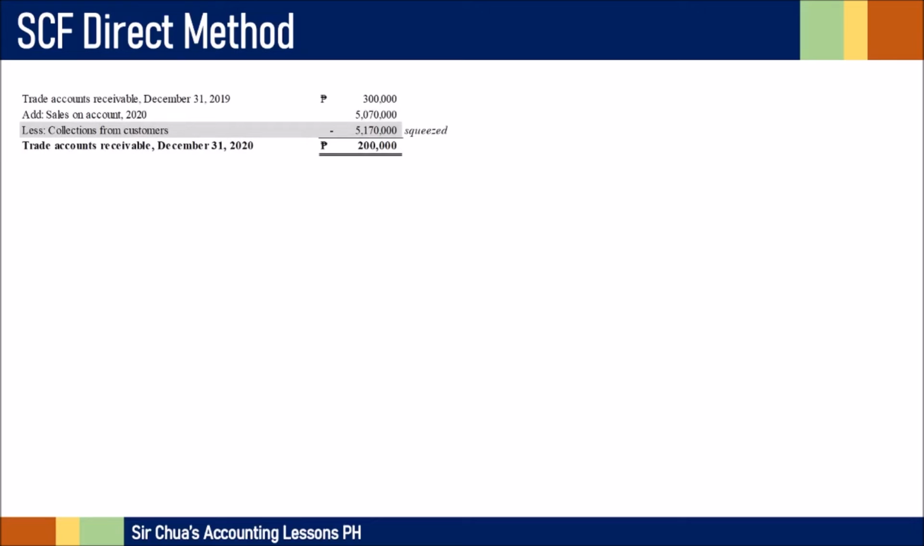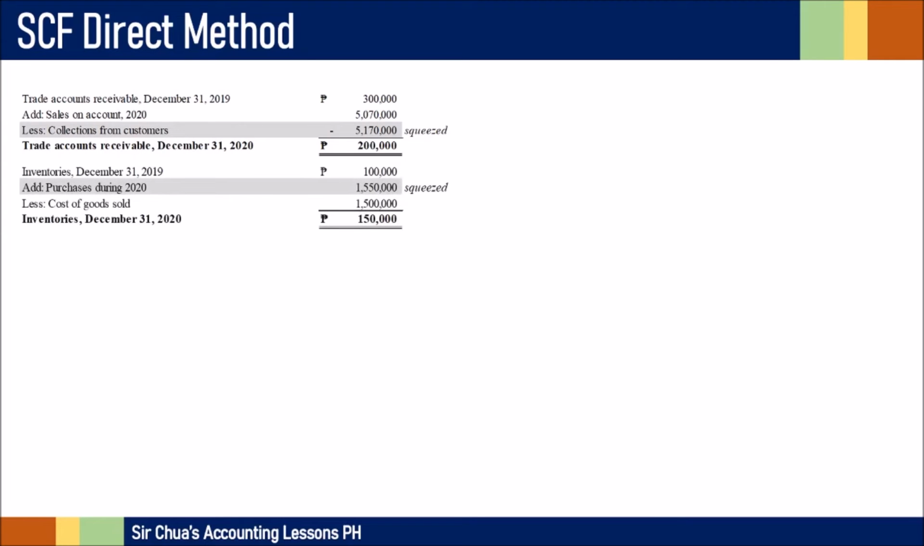If the beginning balance of your trade accounts receivable is 300,000, and then you add your sales on account, which you can see actually in your income statement of 5,070,000, then your ending balance in your balance sheet is 200,000. You squeeze the amount of collection from customers, which is 5,170,000. Okay, so since that is the cash transaction related to your receivable, later on that will be presented as a cash inflow due to collection from customers.